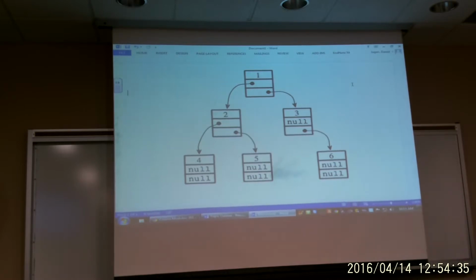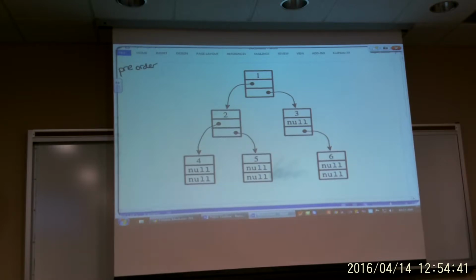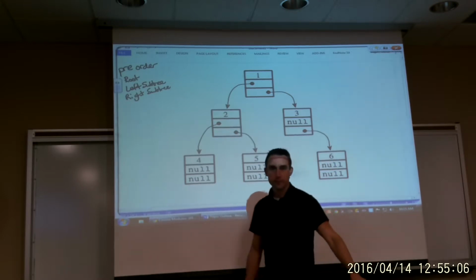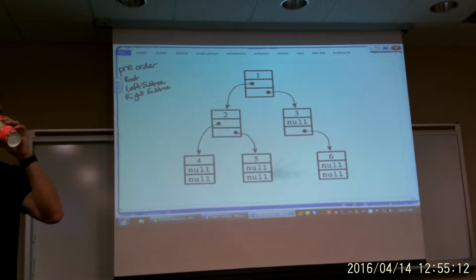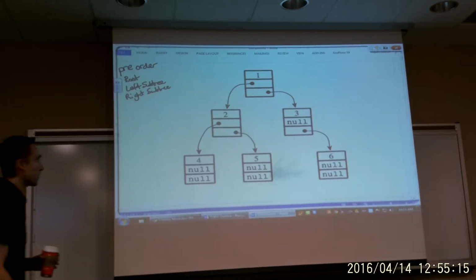All right, so let's look at this first one. This is known as pre-order traversal. The rule for pre-order traversal is root, left subtree, right subtree. That's it, in that order. Root, left subtree, right subtree. What's a subtree? Branch. Good.